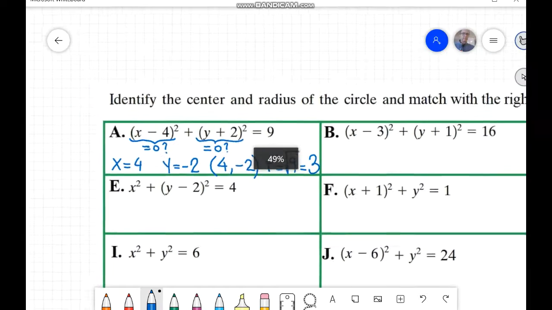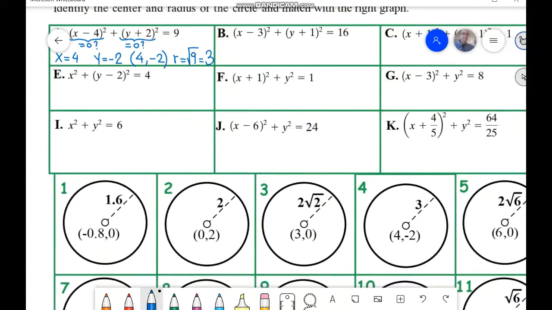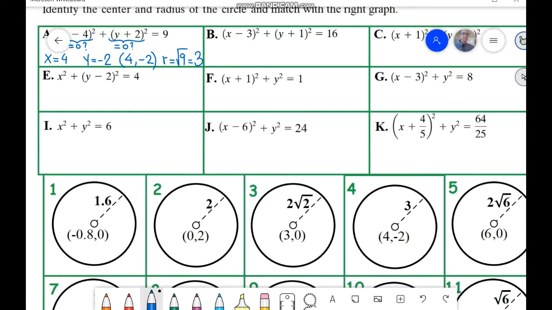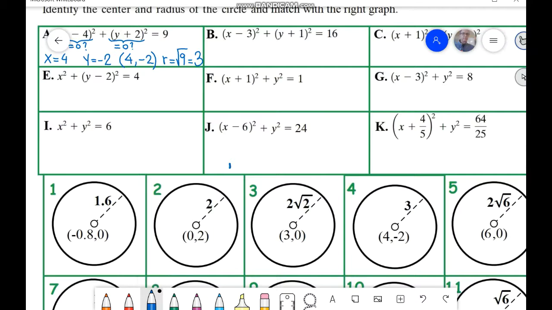The next step is to find the option that has radius equal to 3 and the center of the circle at x equals 4, y equals negative 2. What would be the right option? If you check, I think I can see already. Number 4, right? Radius equals 3 and x equals 4, y equals negative 2. So the answer is 4.